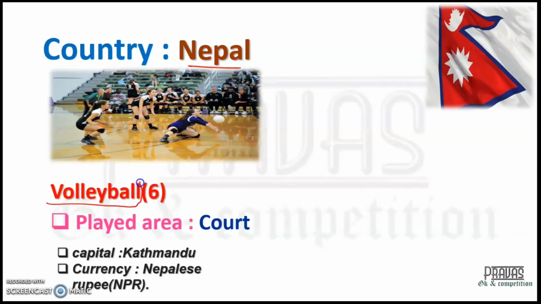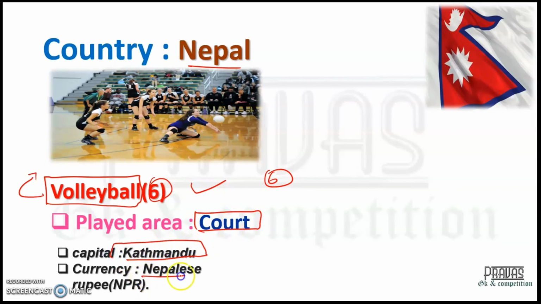Nepal's national game is volleyball, and the number of players is 6 in each team. The playing area is called Kot. Capital of Nepal is Kathmandu, and its currency is Nepalese rupee. So you have to remember that volleyball is the national game of Nepal, and there are 6 players participating in each team of volleyball.